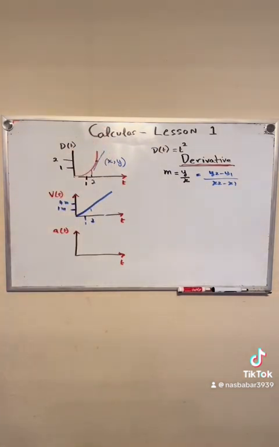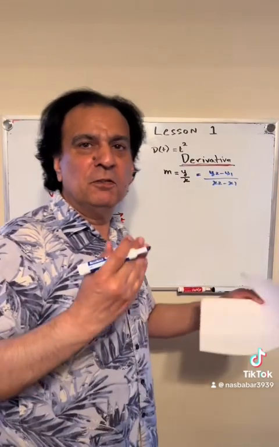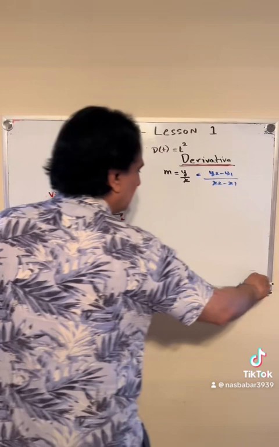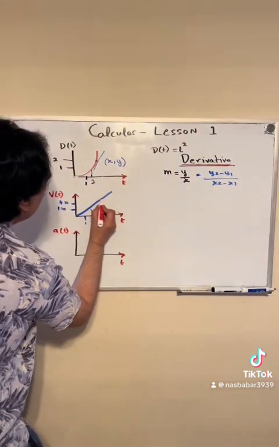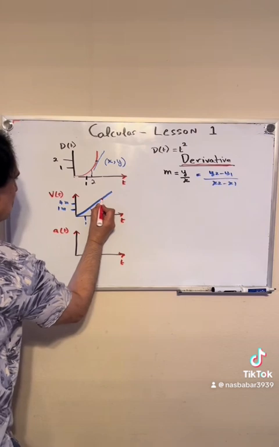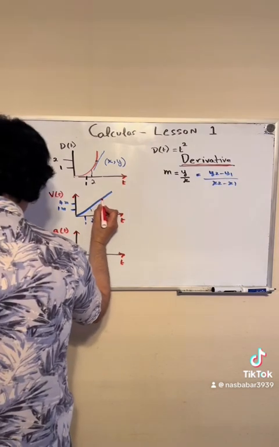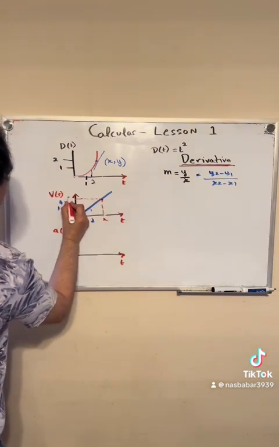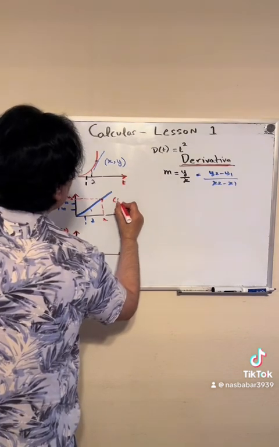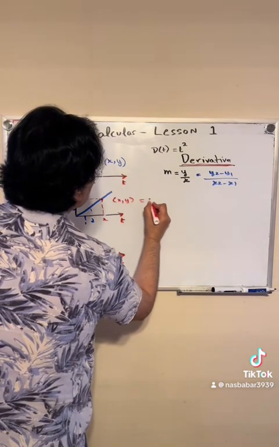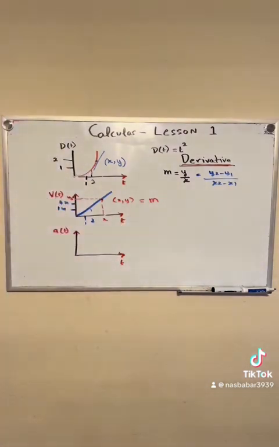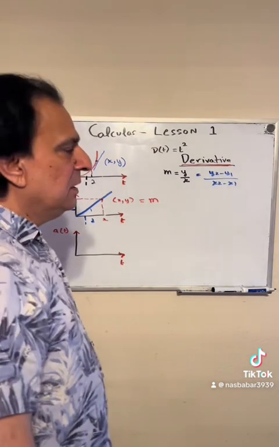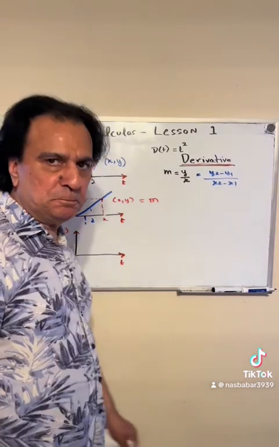Now if I want to find the change of velocity, the change of speed with respect to time, what would I do? Find the slope at a given point. Let's say I find the slope right here. At this point, I'm going to have an x coordinate and a y coordinate. Then I find the slope m, and that would be my derivative.